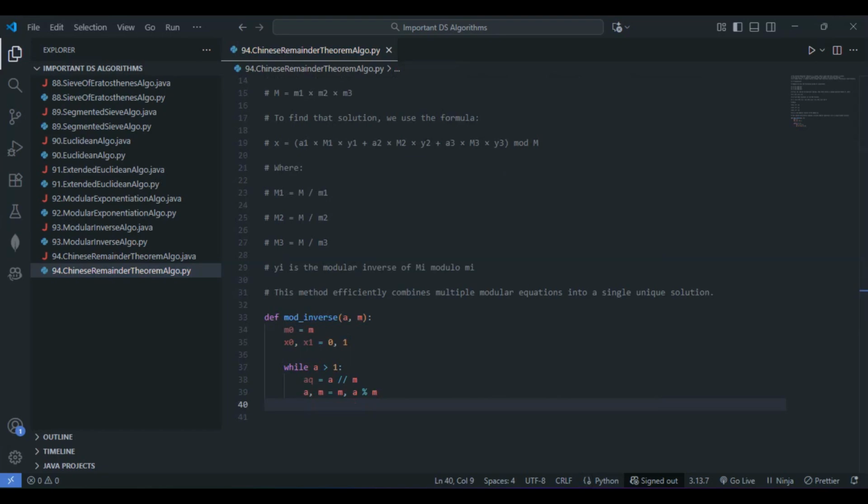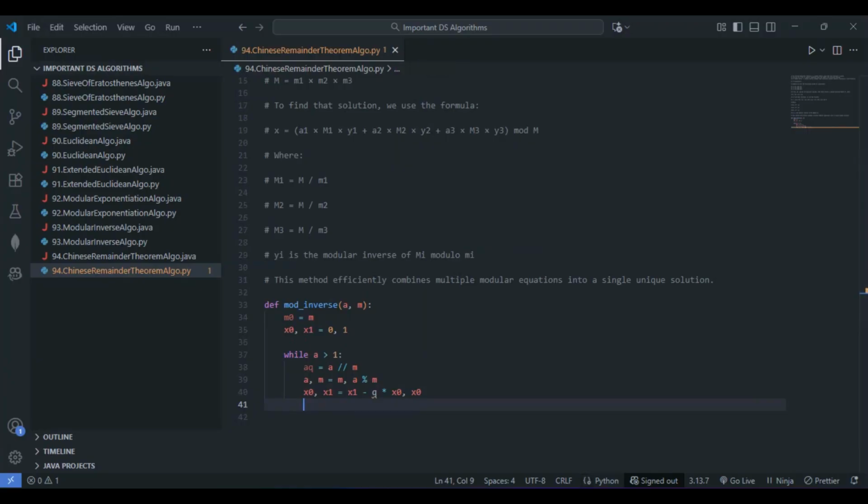The next step here is to update the x0 and x1 that we have considered for the coefficients, right? So I'll just go with x0, comma x1 equals x1 minus this one. We have to consider q into x0, I believe. Yeah, let's go with q into x0. The final one is we have to consider x0. This is fine.